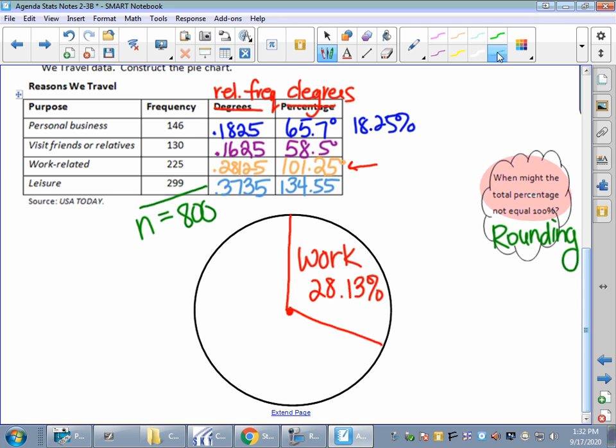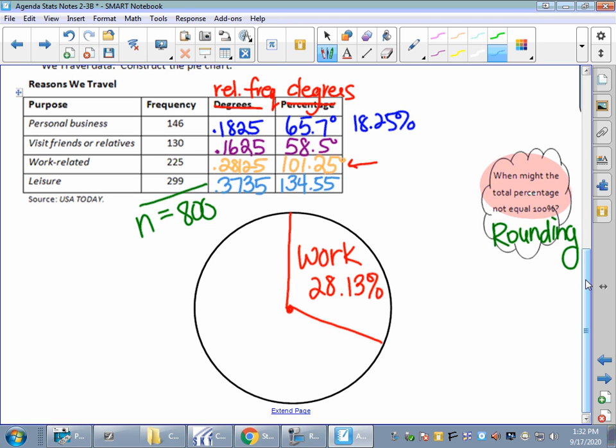And then I can go from there. My 65.7 degrees for personal business. 90 degrees would be about like this, so 65 is going to be something like this. That is personal.